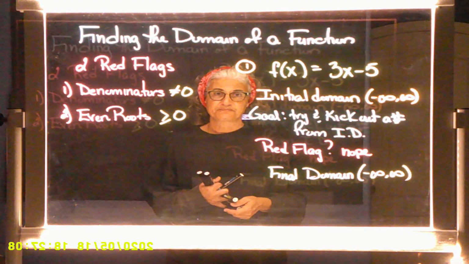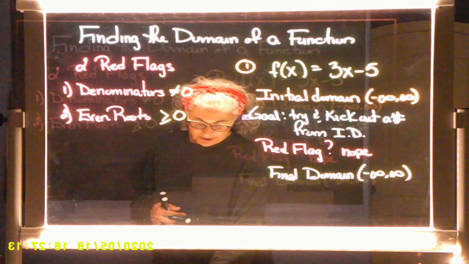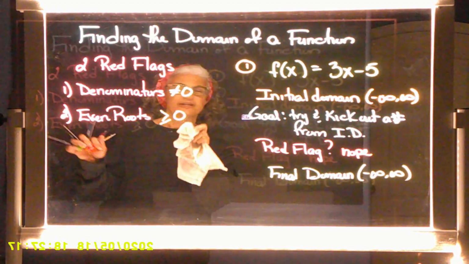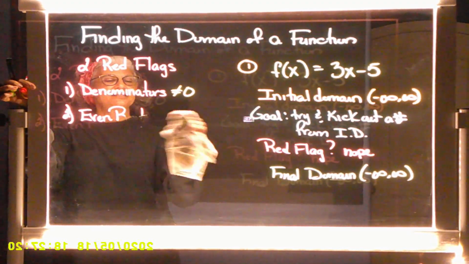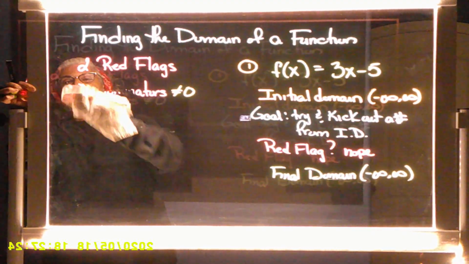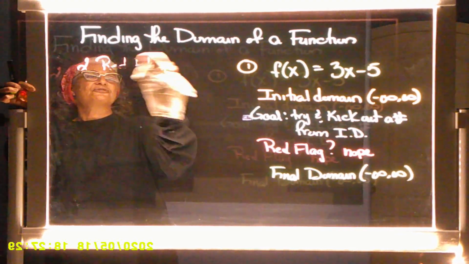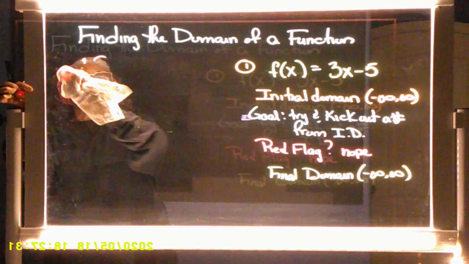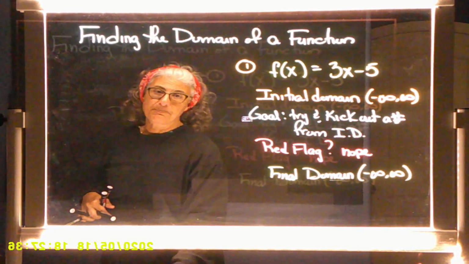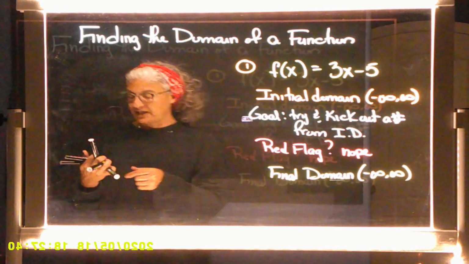Are you with me? Okay, let's do another problem. I'm going to get myself a little bit of board space here, because I think I might need it. Hopefully you wrote down the red flags because we're going to need them in this next problem. These red flags are your friends. Trust me. Whenever they say find the domain of a function, and they didn't give you a graph, a mapping, or any data points, then you need to think of those red flags.